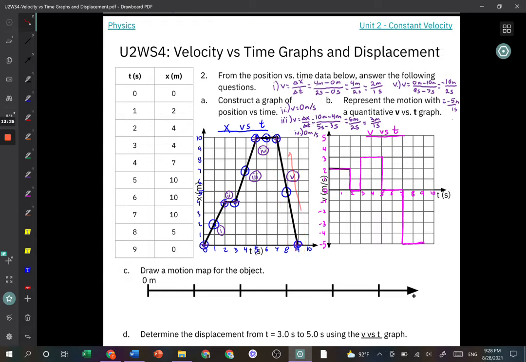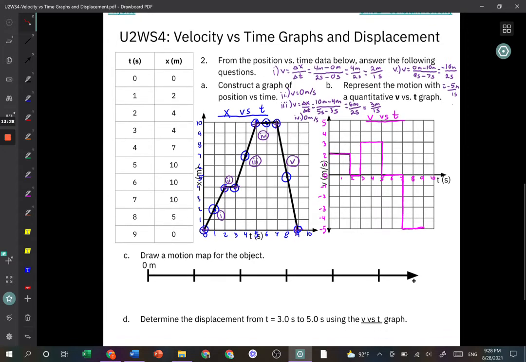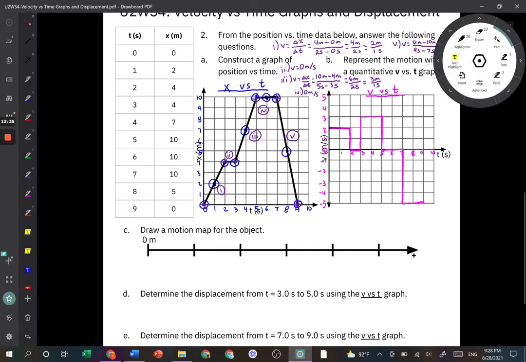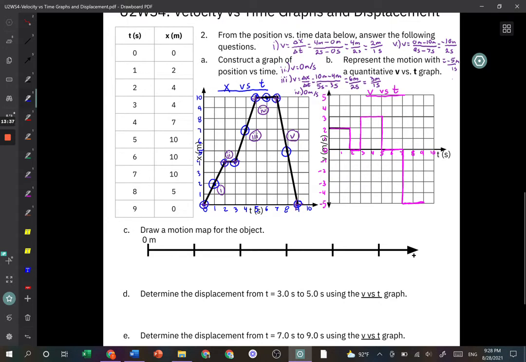Problem 2C. Draw a motion map for the object. Now I have 9 seconds of data. So I'm just going to go with my traditional way of representing it, where our change in time is going to be each dot is represented by 1 second. I know I'm going to be starting off at a position of 0 meters. So I put my first dot there, and I'm going to indicate that that is 0 seconds.